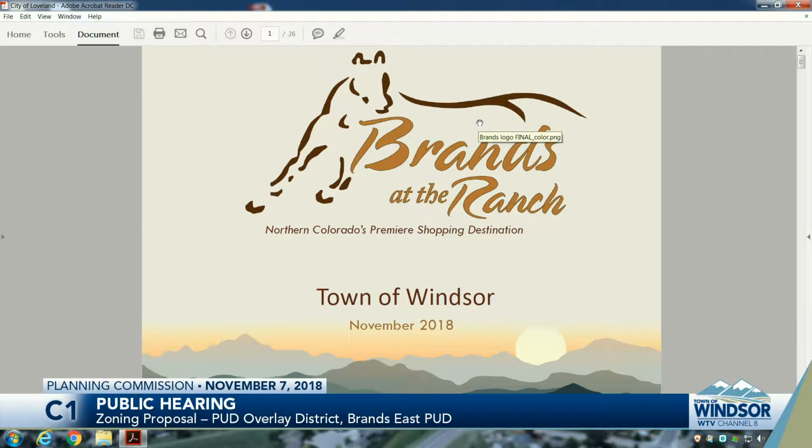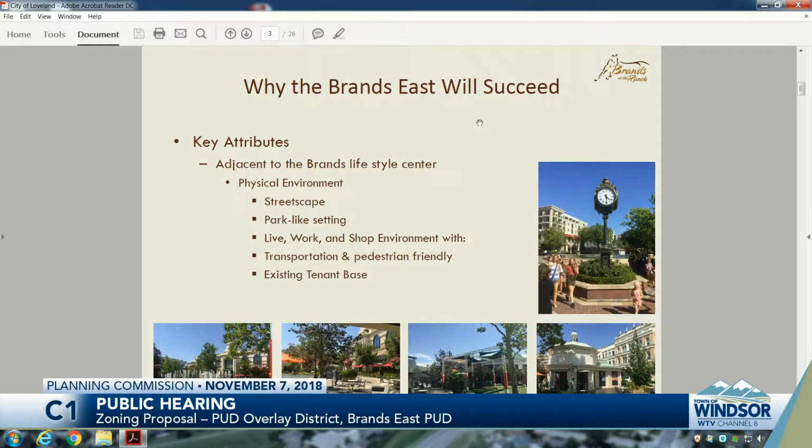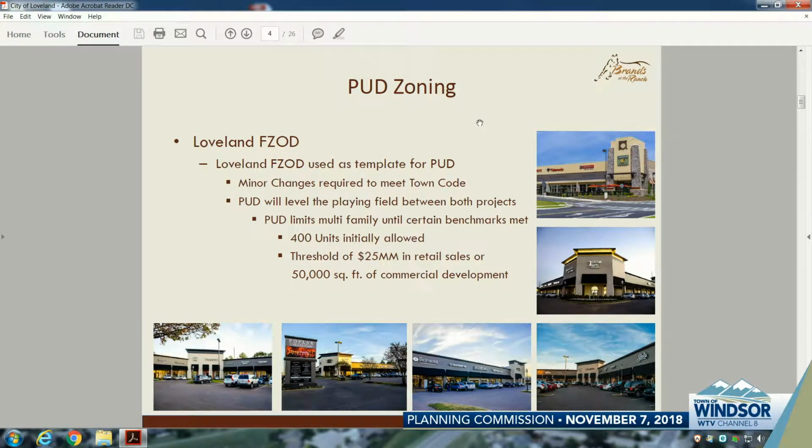And with the evolution of the success of the ranch and the Budweiser Event Center and all the things that are going on over there, it's become very evident that this was not a heavy industrial area, that it's a commercial and it's viable. And so we worked with Loveland to create what was called a FZOD zoning that allows for zero lot lines, more urban development, a lot of pedestrian crossing, higher level of architecture that you would normally see.